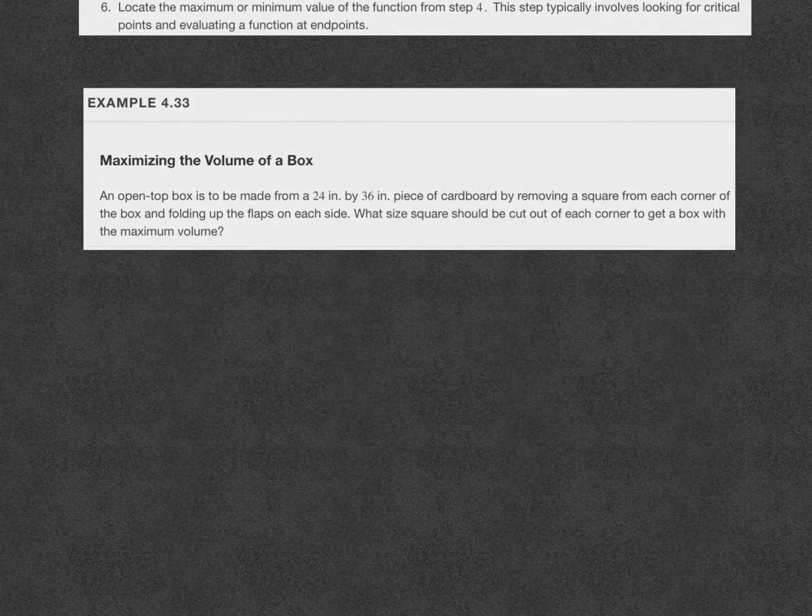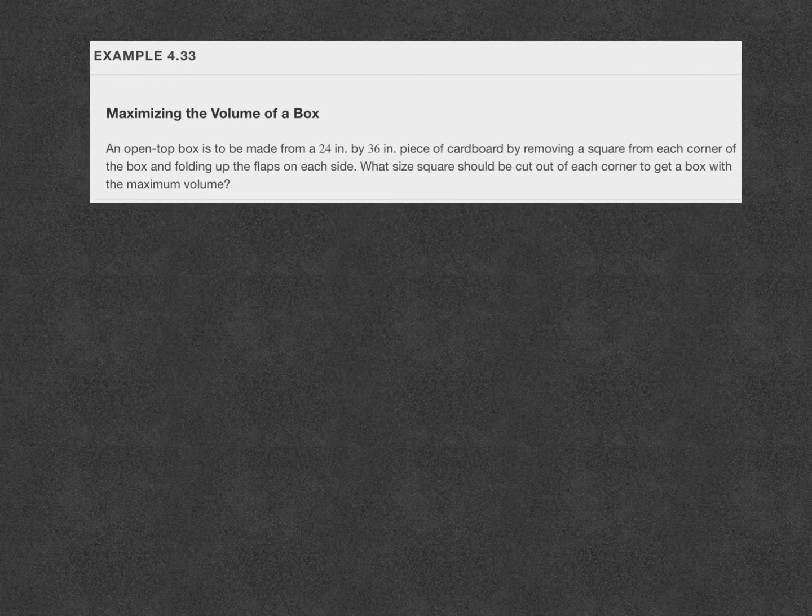We have an open top box being made from a 24 by 36 piece of cardboard, and here's the tricky part when we draw the picture, by removing a square from each corner of the box and folding up the flaps on the side. And it says what size square should be cut out of the corner to get a box with, hey, a really important maximum volume. Okay, so we are maximizing the volume of a box.